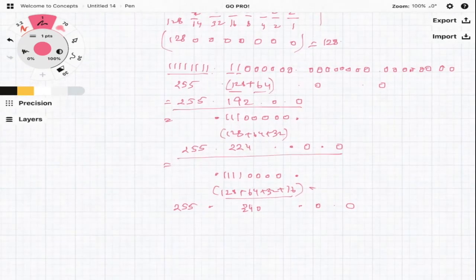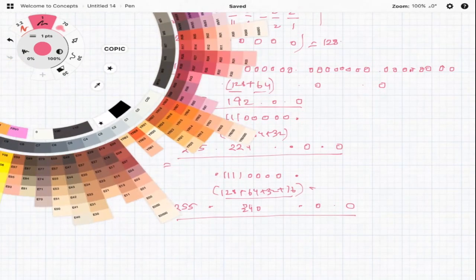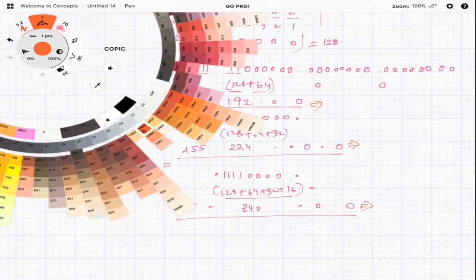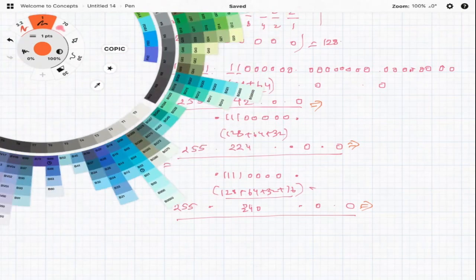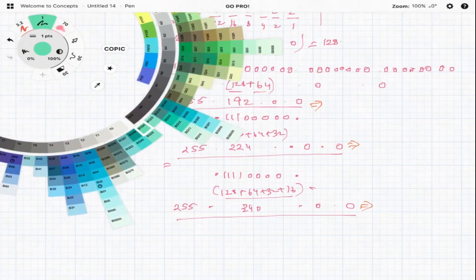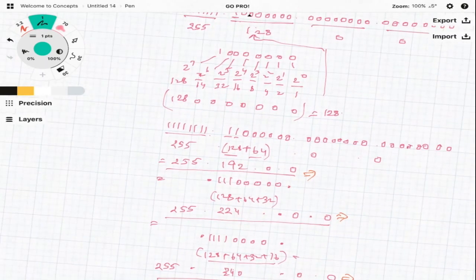What is the advantage of all these masks? The advantage of all these masks is we get more number of subnets. That means instead of one network we get many networks. So in this network I will show you step by step.